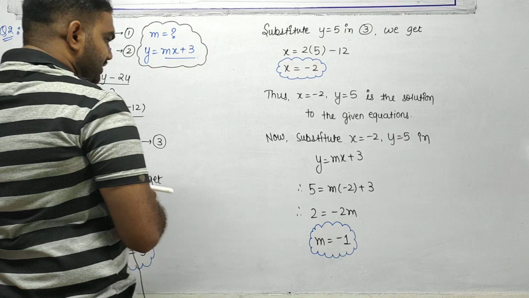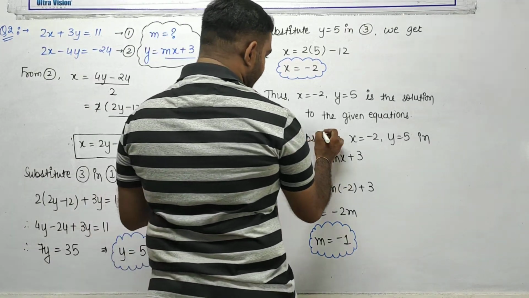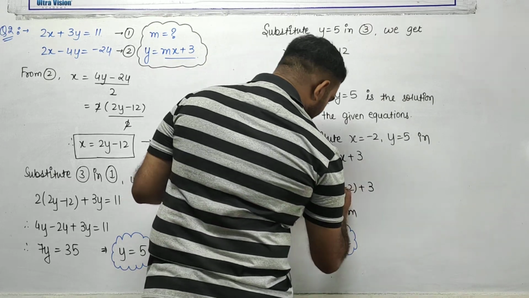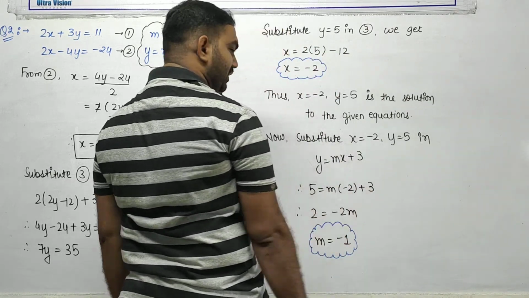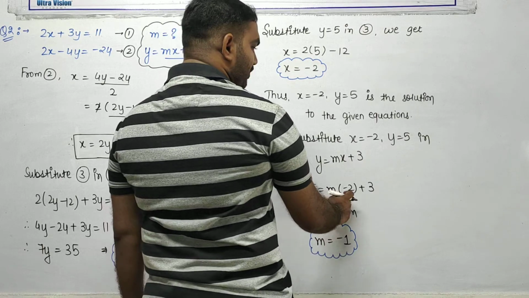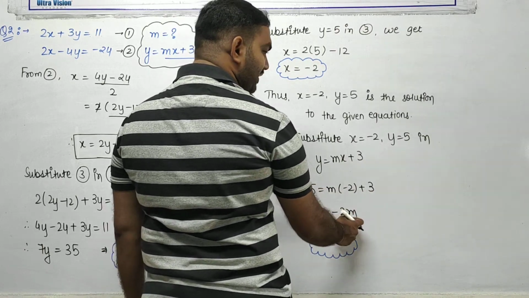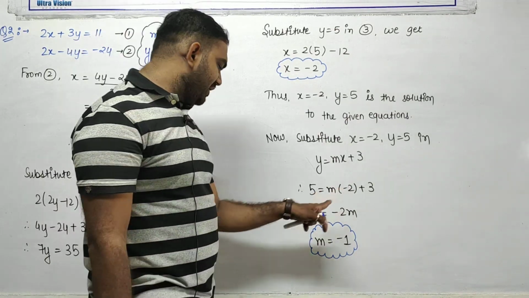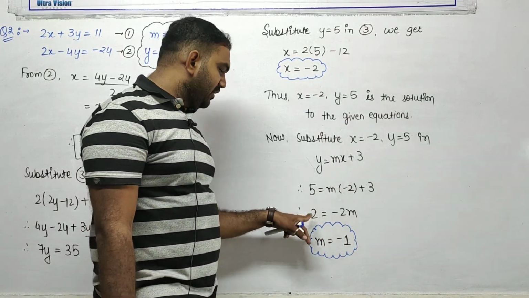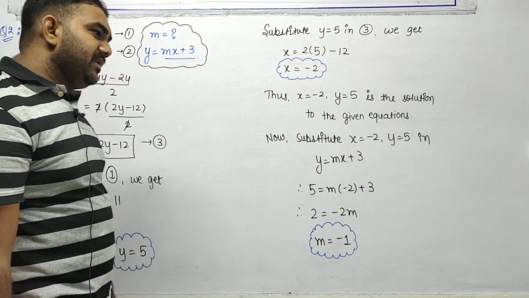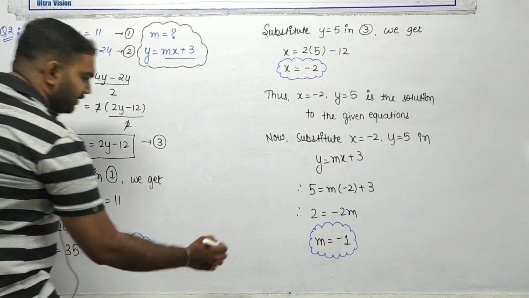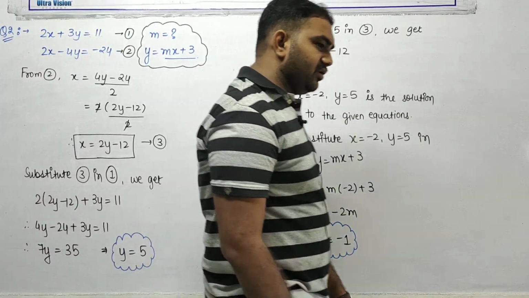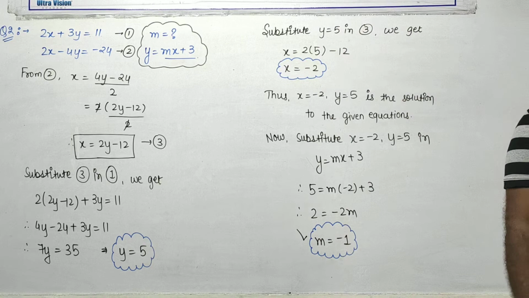Right? So, let's take it once more. Putting x equals minus 2 and y equals 5 in the final equation by replacement: m into minus 2 plus 3. m into minus 2 is minus 2m, plus 3. Taking the 3 across, 5 minus 3 is 2 equals minus 2m. The 2 cancels. m equals minus 1, which is the required value for m for the given solution or for the given equations.